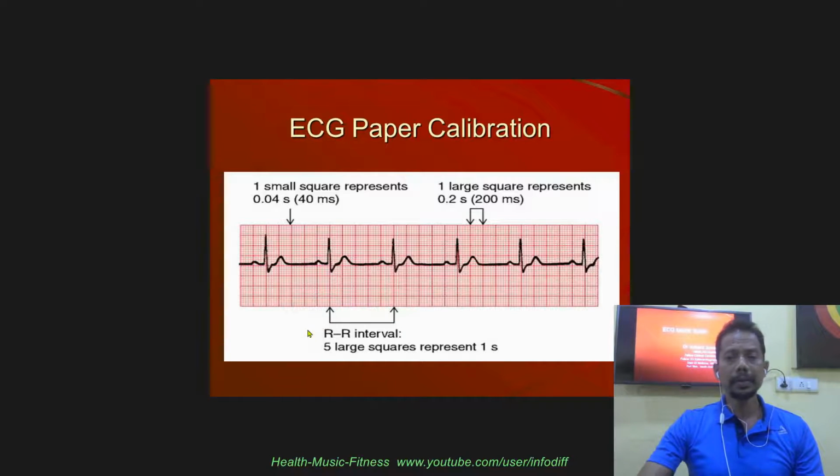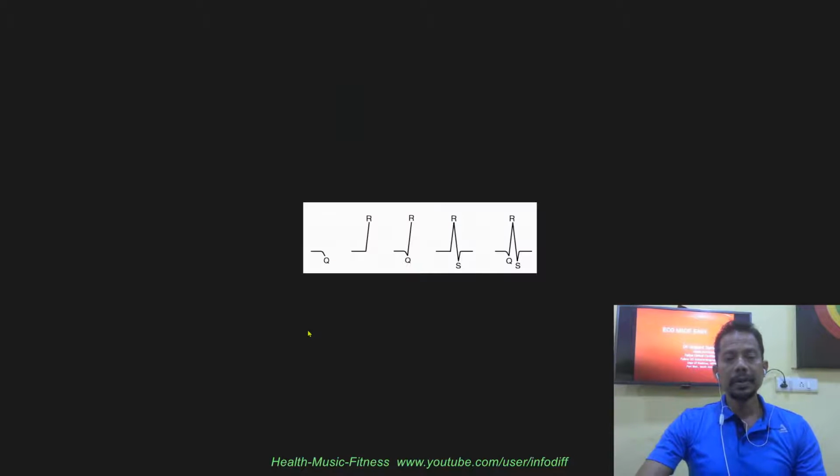So just to summarize, the P wave is formed when the atrium depolarizes and contracts, then there is a QRS complex when the ventricles depolarize, and when the ventricles repolarize, the T wave is formed.